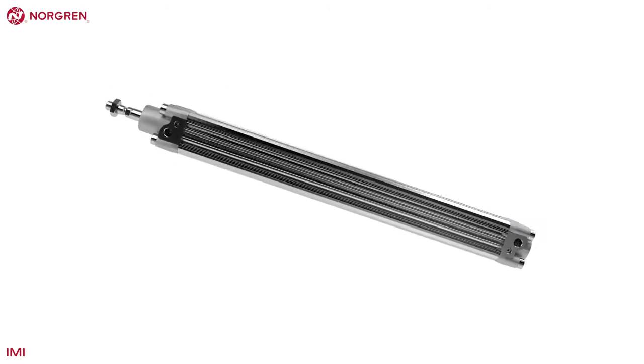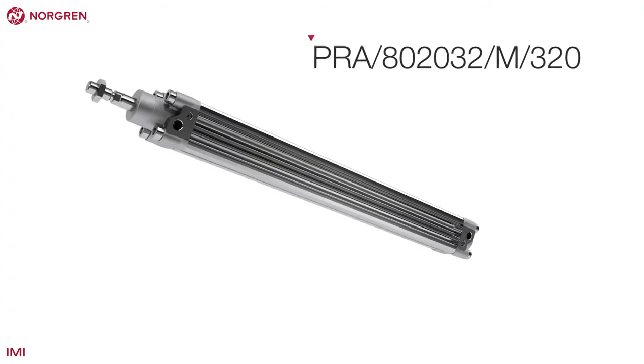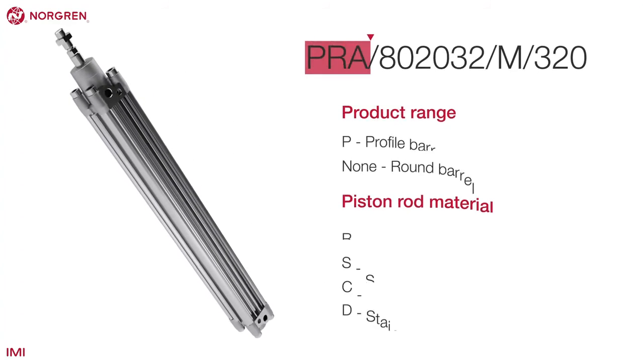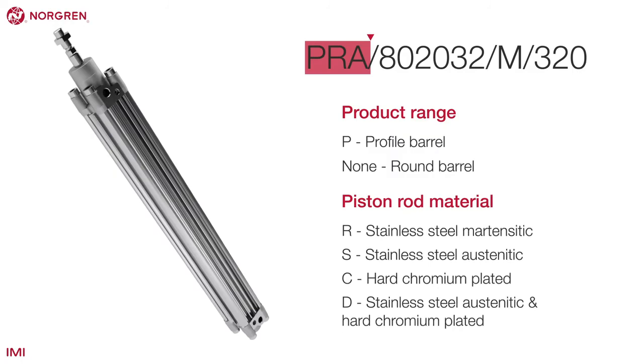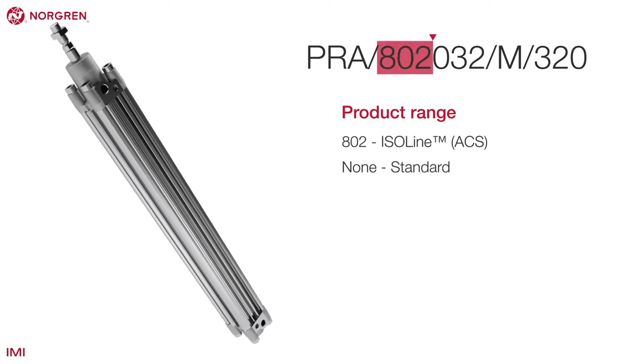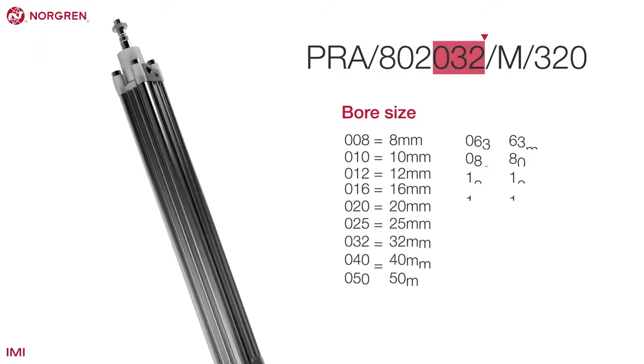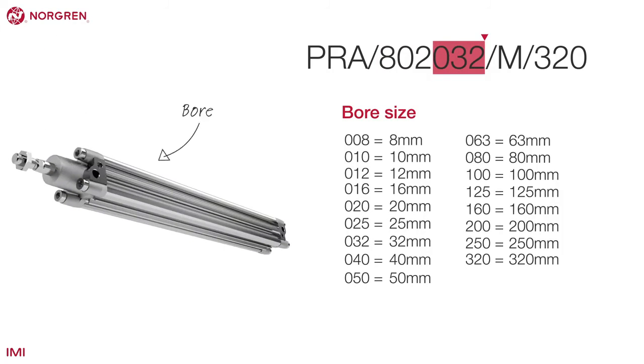Let's take a look at how the part numbers for the Norgren products are generated. If we start with a typical part number, the first 3 digits represent the product range. In this case, it's a profile actuator. The next 3 digits also represent the product range. Here, it's ISO line. The next 3 digits give us the bore size. In this case, it's 32 millimeters.